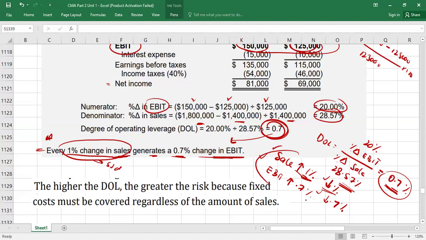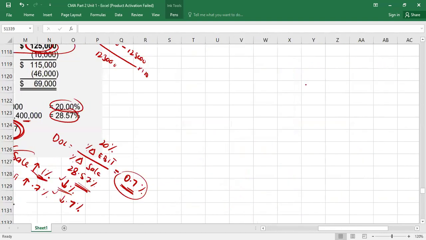And obviously, if the answer is higher, for example, let's assume the answer is 10, what it means is if your sales increase by 1%, your EBIT will increase by 10%. This is good. But what if this is not a risky situation? What if the scenario is reversed?